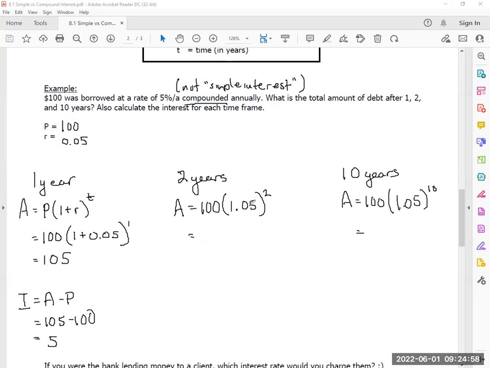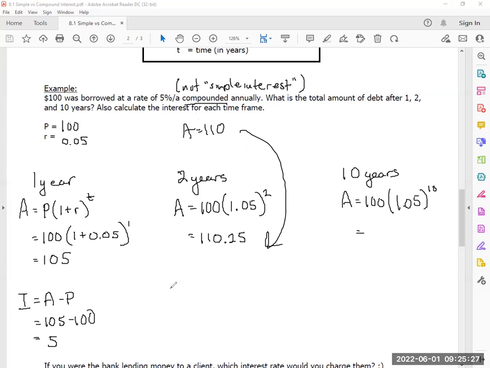1.05 to the power of 2, times 100. Oh, so stop right there. Who gave me that free 25 cents? Compare it with the first page, right? In simple interest, the final amount was $110. Why is there a difference?